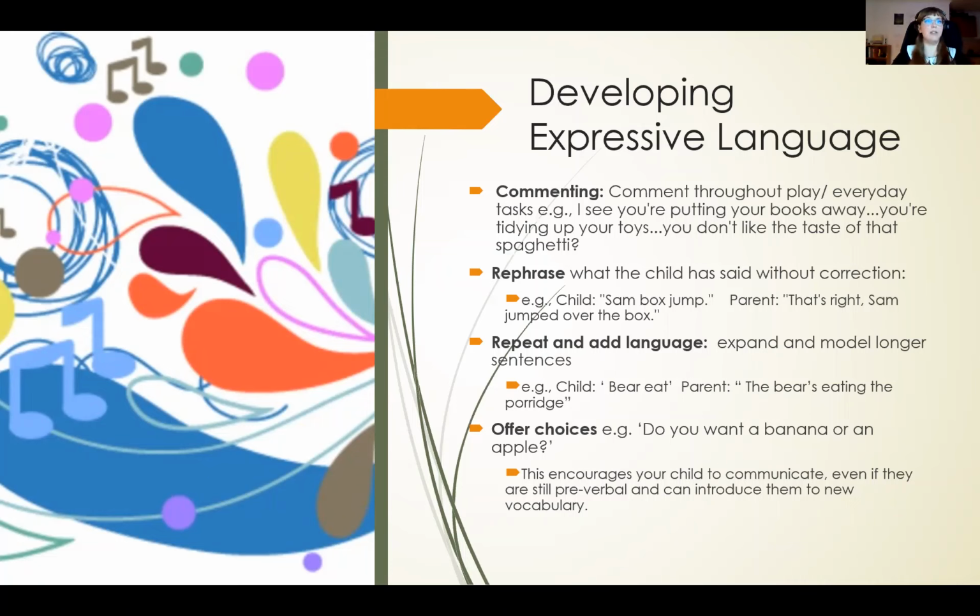So at breakfast time, you could say, do you want a banana or an apple? And that encourages the child to communicate and engage with you, even if they're still pre-verbal, and it introduces them to new vocabulary. And part of the reason that everyone who says when you're using some kind of form of assisted alternative communication, whether it's pictures or an app, they always say to pair it with language. So if you're holding up, let's just say this is a picture of an apple, you could say, do you want an apple?